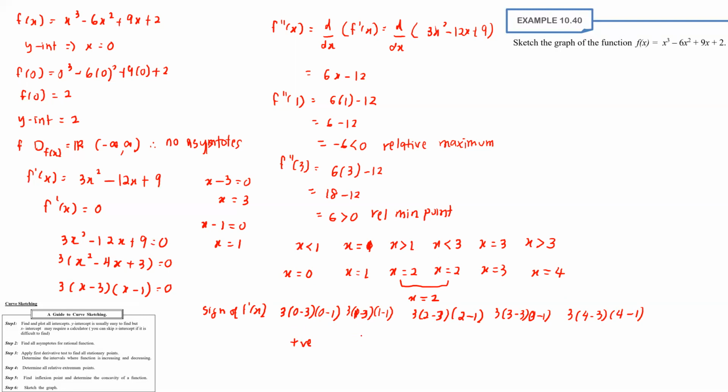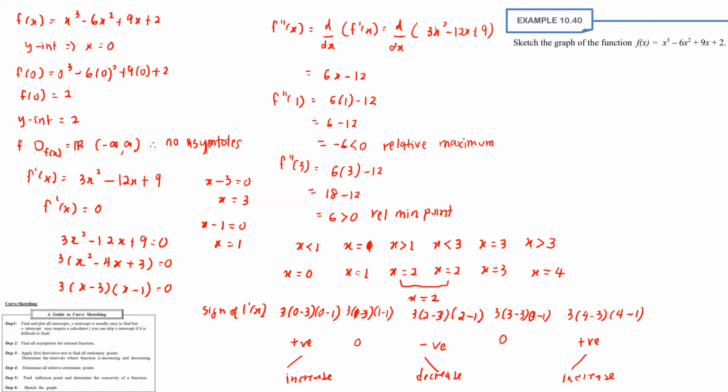This one is equal to 0, and this one is a negative value. This one is equal to 0, and this one is a positive value. Okay, so conclusion: increase, decrease, increase. Increase, decrease, and increase.